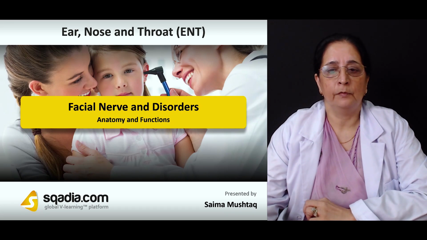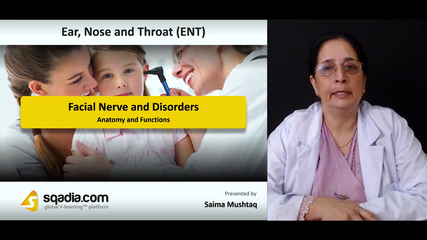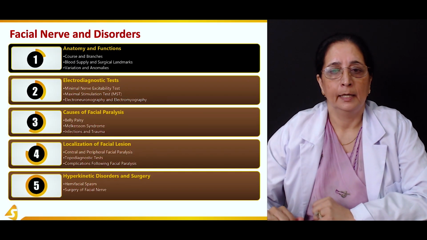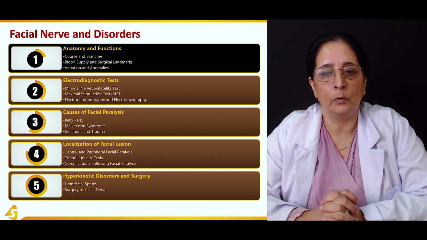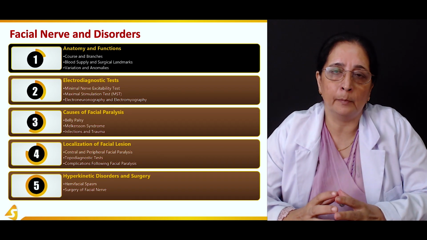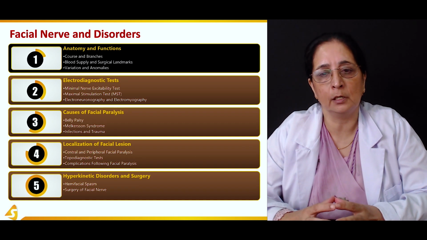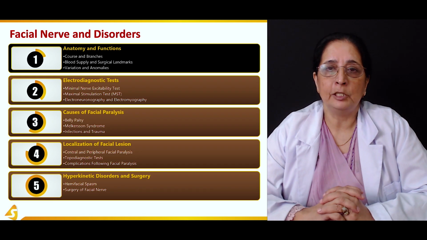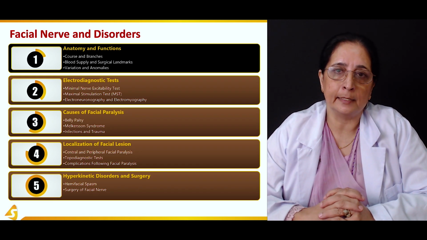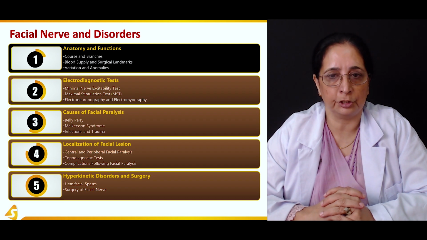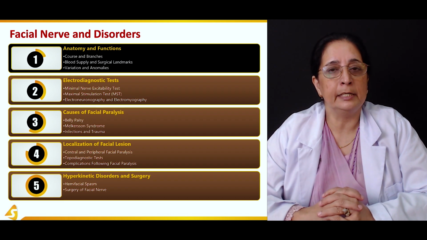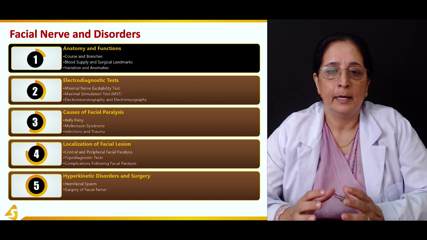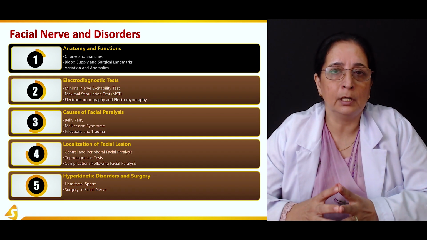In the first section of our lecture, we will start with the anatomy and functions of the facial nerve. In this section, we will talk about the anatomy, and then the course of the facial nerve and what the branches of the facial nerve are. Then we will talk about the blood supply and surgical landmarks of the facial nerve, and then the different variations and anomalies that can occur in the course of the facial nerve.